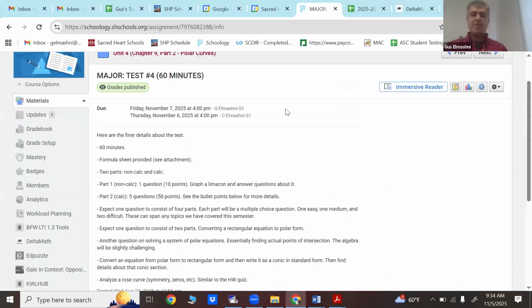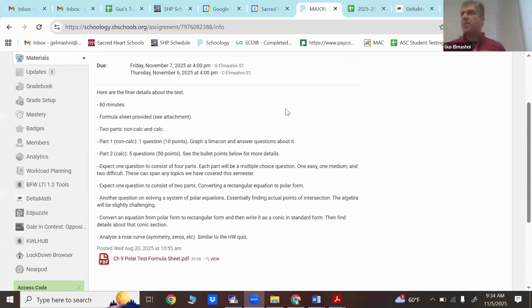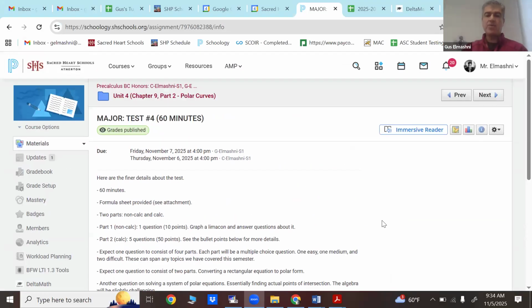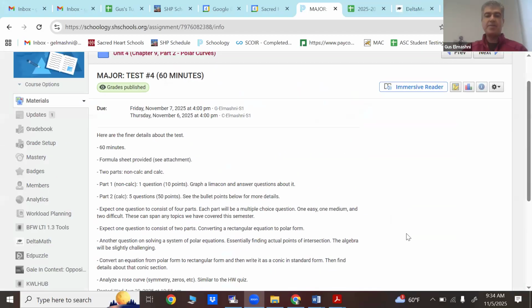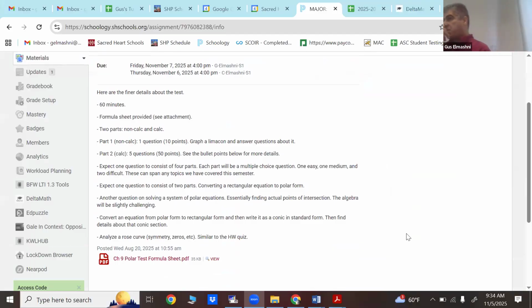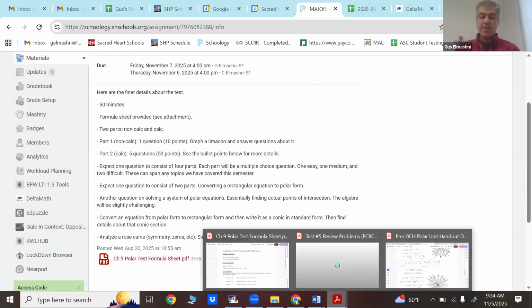So I just typed this up. If I have any typos, I can fix it. So finer details about the test. It's in Schoology under the assignment Major Test Number 4, 60 minutes. So 60 minutes, you get an hour. Take it tomorrow. Form sheet is provided. I handed that to everybody. Form sheet looks like this.